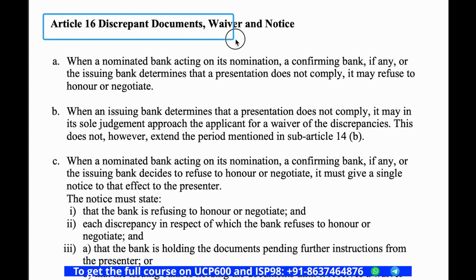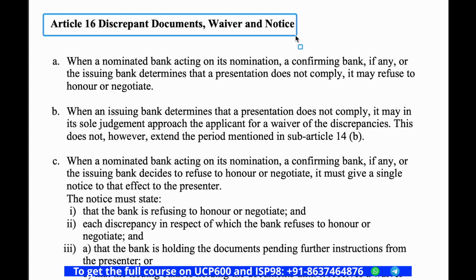Article 16: Discrepant Documents, Waiver and Notice. Article 16 deals with the procedure to be followed by the banks to handle discrepant documents. When a discrepant document is submitted, the nominated bank may ask the beneficiary to submit the corrected documents. Similarly, the issuing bank may ask the applicant to waive the discrepancies.